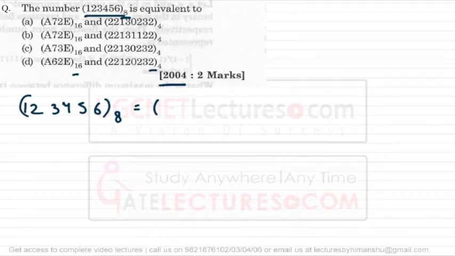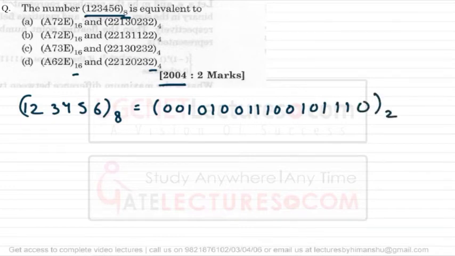The representation of 1 in binary in 3 digits is going to be 0, 0, 1. For 2 it's going to be 0, 1, 0. 3 is going to be 0, 1, 1. 4 is 1, 0, 0. 5 is 1, 0, 1. And 6 is 1, 1, 0. So this is the representation of the given number in binary.